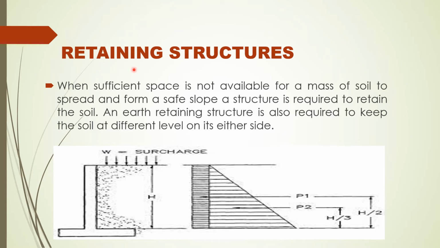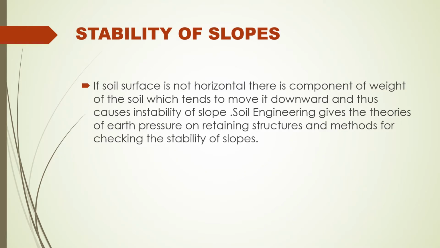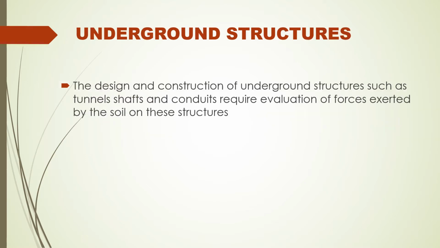Next one is retaining structures. When sufficient space is not available for a mass of soil to spread and form a safe slope, a structure is required to retain the soil. An earth retaining structure is also required to keep the soil at different levels on either side. If the soil surface is not horizontal, there is a component of weight of the soil which tends to move it downwards and thus causes instability of the slope. Soil engineering gives the theories of earth pressure on retaining structures and methods for checking the stability of slopes.